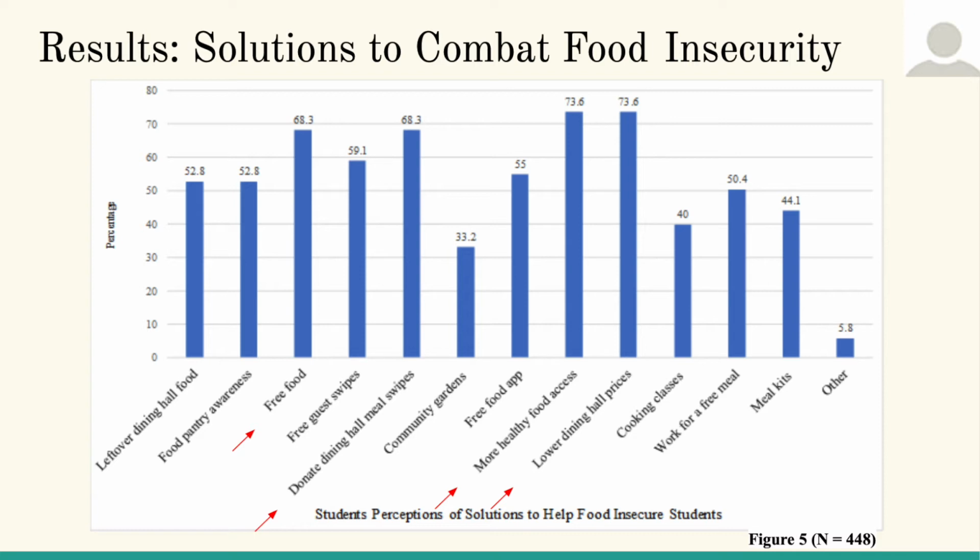Additionally, 68.3% of students believe that students should be able to donate leftover or unused dining hall meal swipes for other students to use. 68.3% of students reported that there should be more awareness and accessibility to on-campus free food. Lastly, 59.10% of students believe that there should be free guest swipes for students without meal plans. These results indicate that students are aware of food insecurity on college campuses and want sustainable solutions to be implemented.